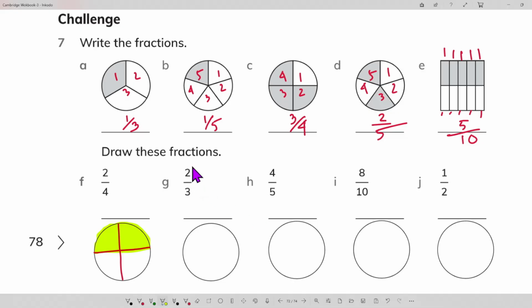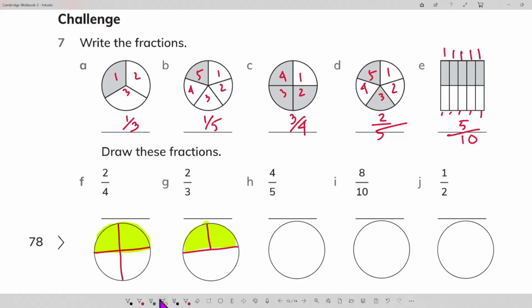Done. Next, 2 by 3. So this circle has 3 parts. How can we draw this one? Like this is half and this is again half. So 1, 2, 3 parts. So 2 parts colored. 2 by 3. So 2 parts colored. Very simple.